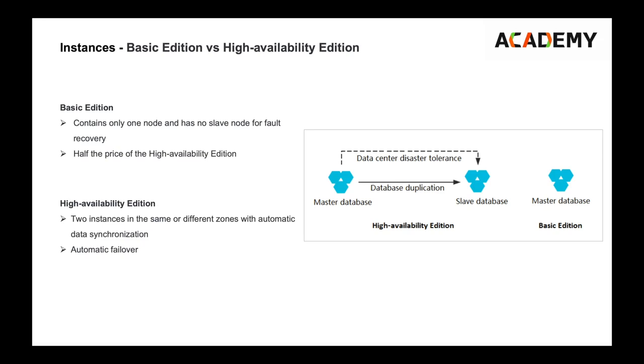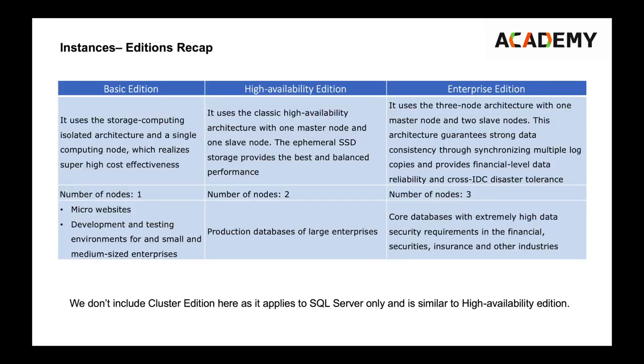In the HA and Enterprise Editions, if the master node fails, one of the slaves can immediately take over and become the new master. I should point out that in Basic Edition, you can still recover from a failure, it's just not automatic. You would have to create a new temporary database instance and restore from a previous backup. Whereas with HA, if the master node fails, the system can fail over to one of the slave nodes in near real time.